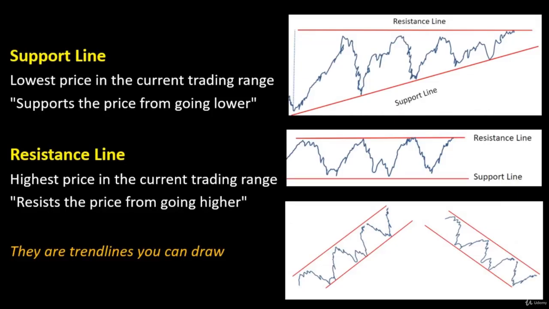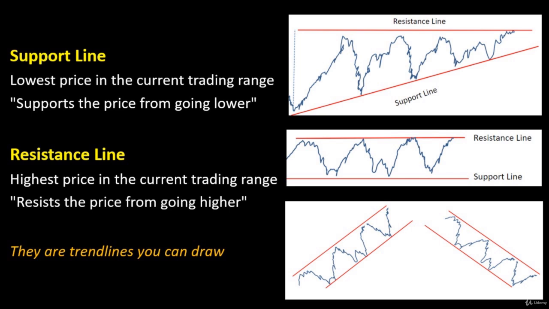And we learned that some lines actually have meaning behind them already. They're like a support line, which is the lowest price in a current trading range. So it supports the price from going lower. That's a good way to remember. It supports the price from going lower, like in this triangle you see here. Or you have resistance lines, which mark the highest price in the current trading range. So it resists the price from going higher. It's like a barrier that prevents prices from going higher.